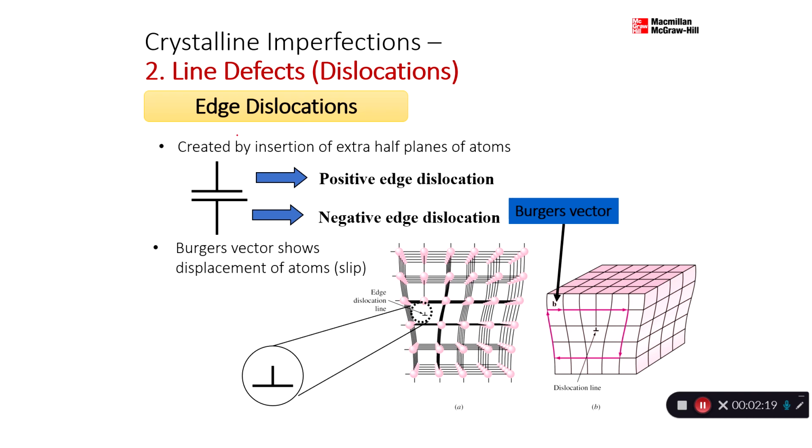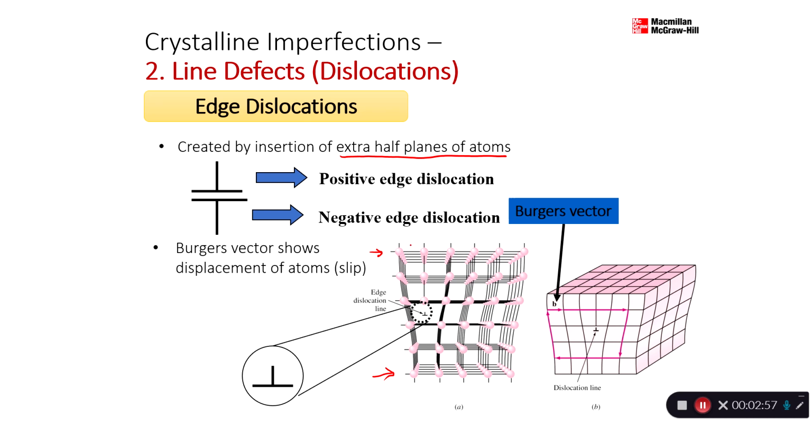This is when an extra plane, or rather an extra half plane of atoms, is added into the original structure. This is just the writing convention. If you see an inverted capital T here, it's called a positive edge dislocation. If the symbol is T, then it's a negative edge dislocation. You can see it in this diagram. What is the difference between the top layer of atoms and the bottom layer of atoms?